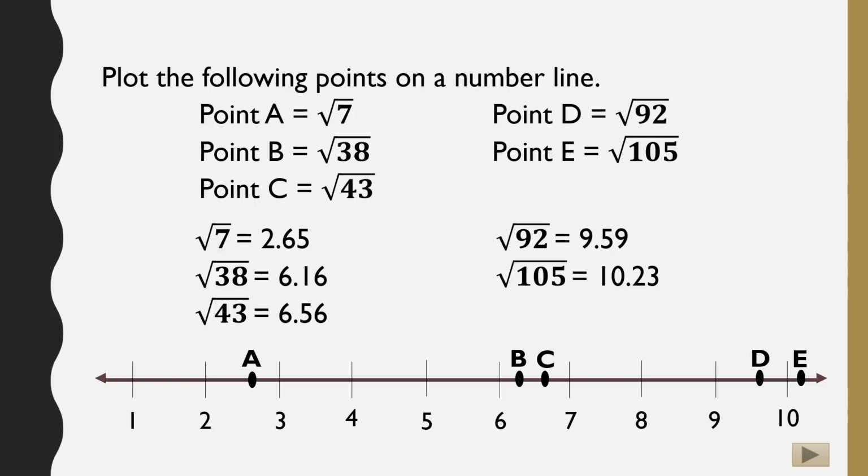So, again, kapag magpa-plot kayo ng irrational numbers sa number line, i-convert nyo muna sa nearest hundredths ang mga given irrational numbers and then i-estimate nyo or tansyahin nyo saan dapat ipoposisyon yung given points.